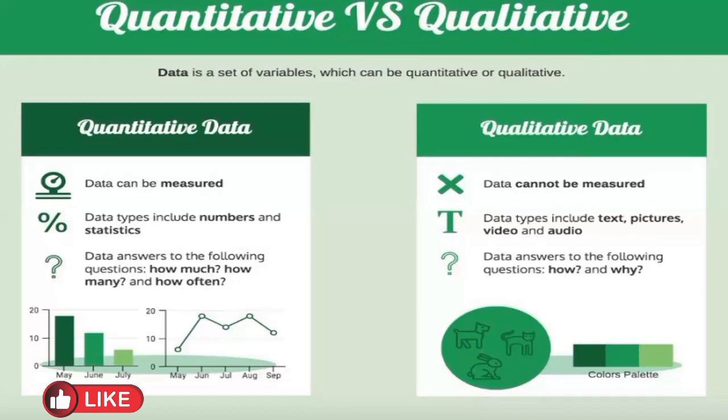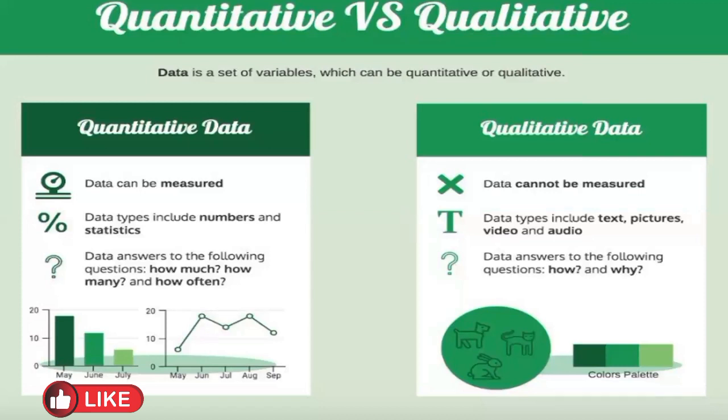There are different kinds of data. We have qualitative data and we have quantitative data. Quantitative data can be measured. From the name, quantitative is quantity, and quantity can be quantified. Data types include numbers and statistics. It answers questions like how much, how many, or how often. That is quantitative data. Am I clear? If you have questions, please use the chat box.